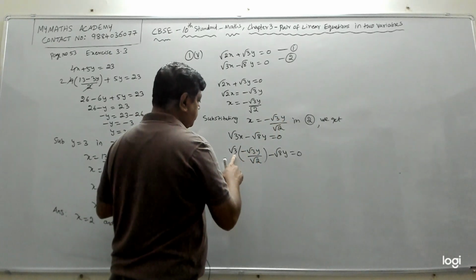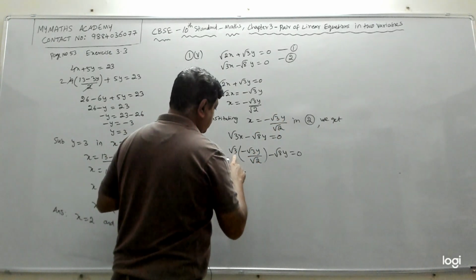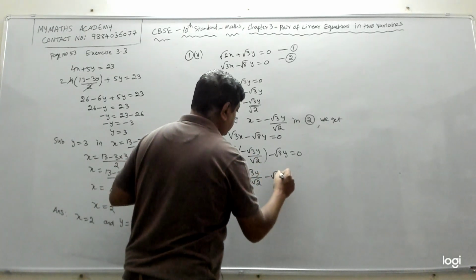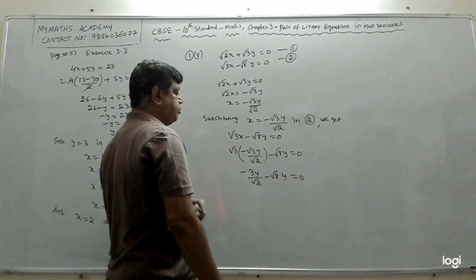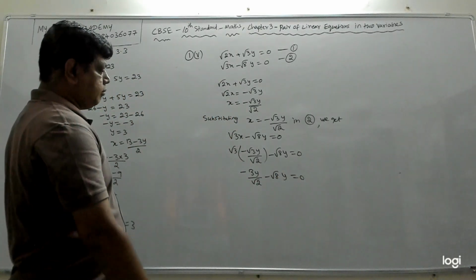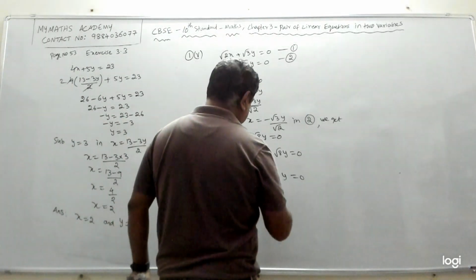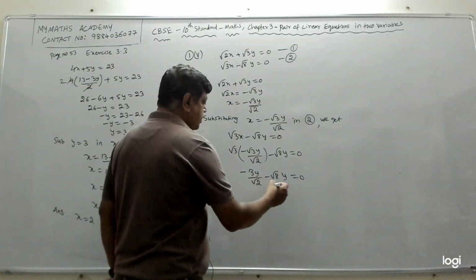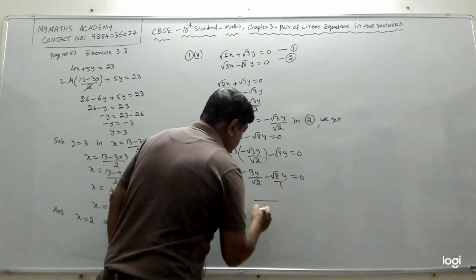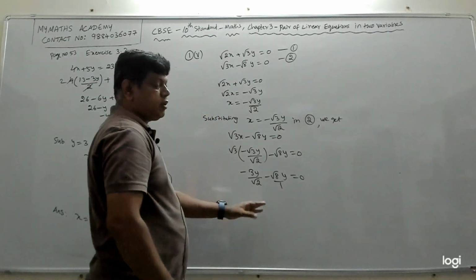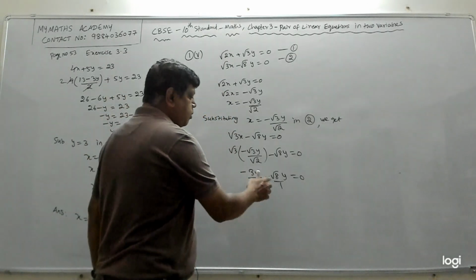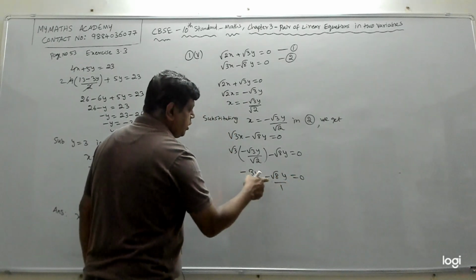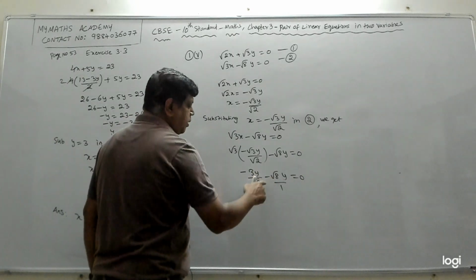Now this will become root 3 into root 3 is 3. So it will become minus 3y by root 2 minus root 8y equal to 0. Now we should add them. We can do fraction addition. 8y is by 1. You can go for LCM, but when square roots come, you may not know how to do it. So the other way to add the fraction is to multiply this into this, 1 into this, root 2 into this, by this into this.